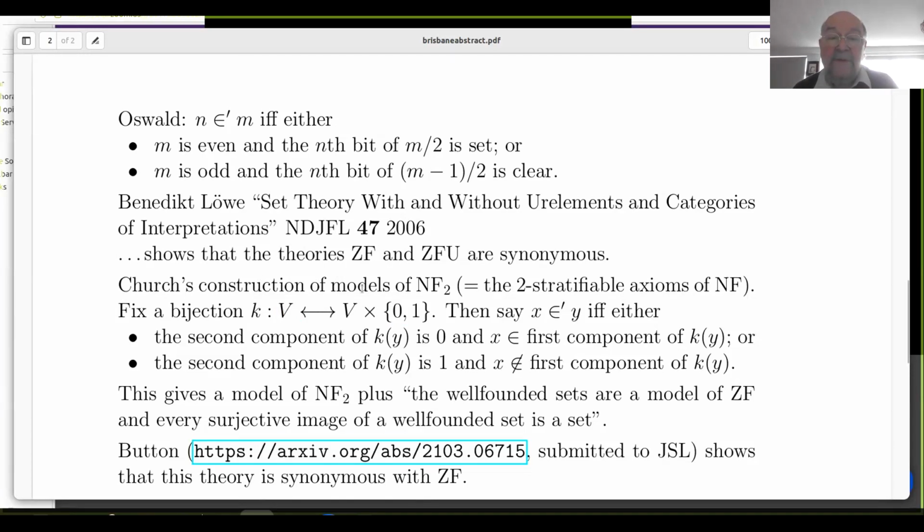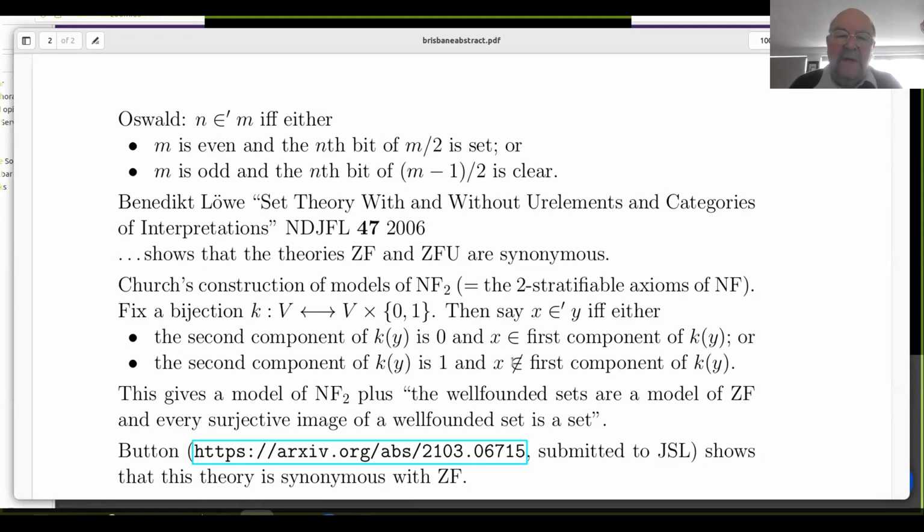These are X and Y members of the universe of ZF, whatever it is that you're working with. You say X is a member of Y in the new sense if either the second component of Y is 0 and X belongs to the first component, or the second component of Y is 1 and X does not belong to the first component. It's not blindingly obvious that this is extensional, but actually it is.